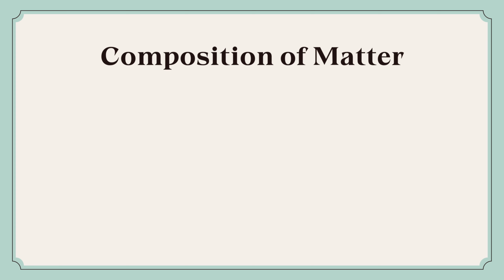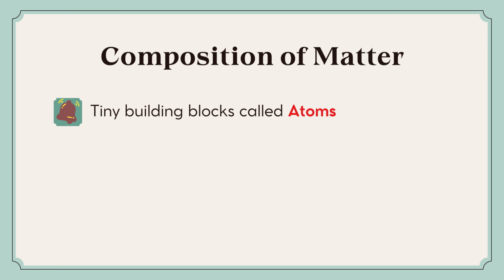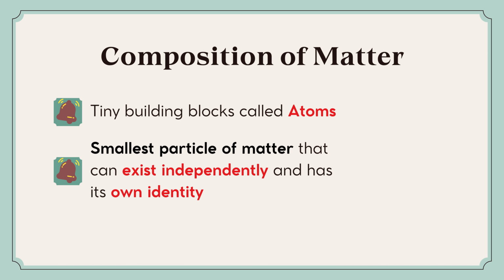Now comes the real question. What is matter made of? The answer is, matter is made of tiny building blocks called atoms. But what exactly is an atom? Be careful here. Many students say, an atom is the smallest particle. That's not completely correct. While it's very small, the correct definition is, an atom is the smallest particle of matter that can exist independently and has its own identity.